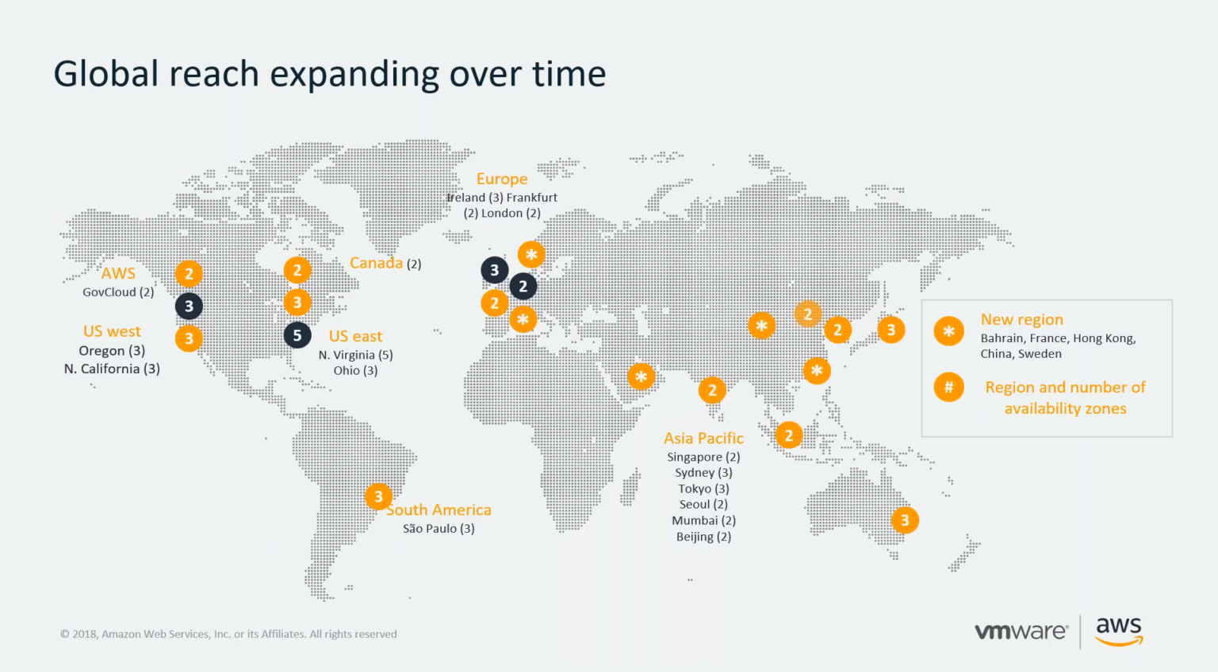AWS helps to provide that global reach, expanding over time jointly with VMware Cloud on AWS. Originally, we first started in our Oregon region, the US West. Then we made this available in Northern Virginia as well. Then in around the March timeframe, this was made available in London, and now it's available in Frankfurt as well. So we're looking to expand this service over time. If there are any particular regions that you would like this service to be brought to, please do let us know and share that with us.